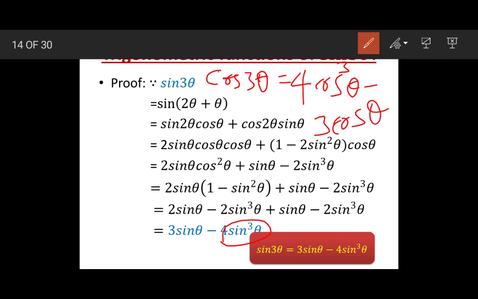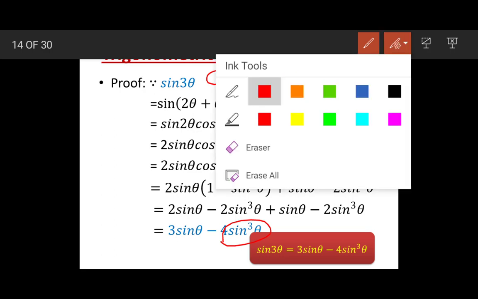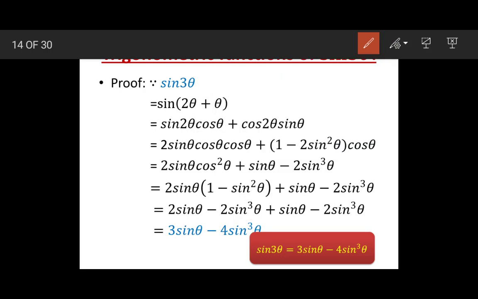Okay, so derivation of sin 3 theta and cos 3 theta is almost same. Rule is, first we have to write this 3 theta as 2 theta plus theta, then we have to apply the compound angle formula. Okay, and then do the calculation or simplification.